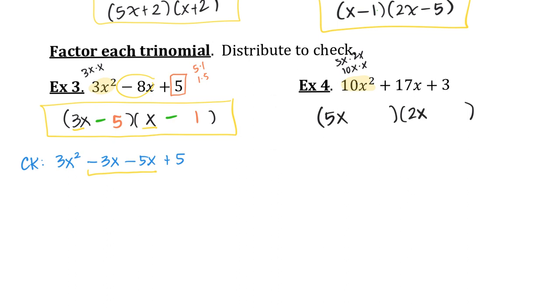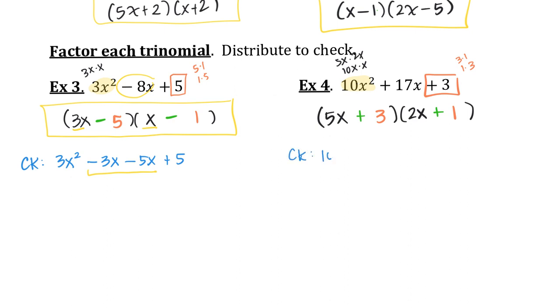Now let me look at the last term, because I know that this times this has to equal that. What do we think? It could be 3 times 1. It could be 1 times 3. I have no idea, so I'm going to guess. Now, everything in this equation is positive, so it's got to be positives. Now, to check it, I need to distribute it.